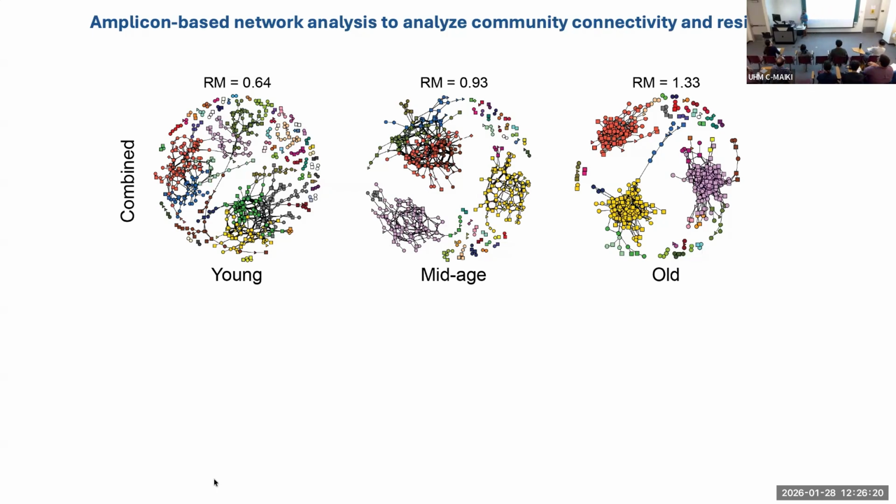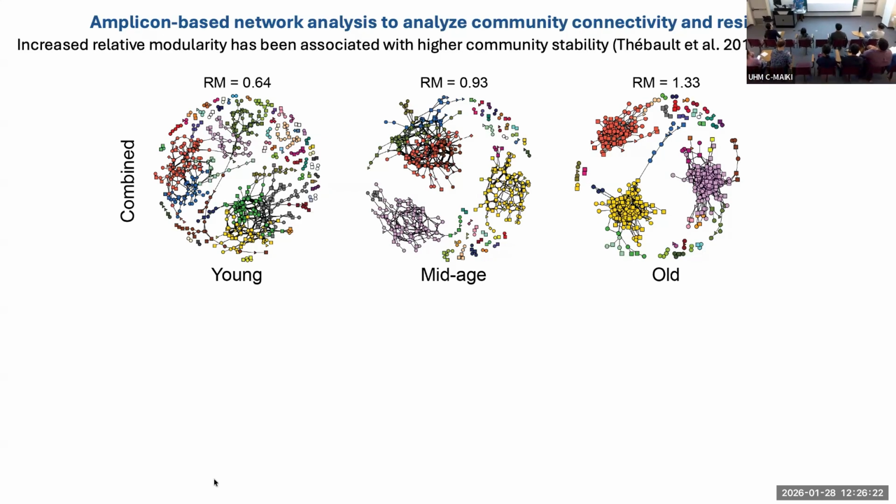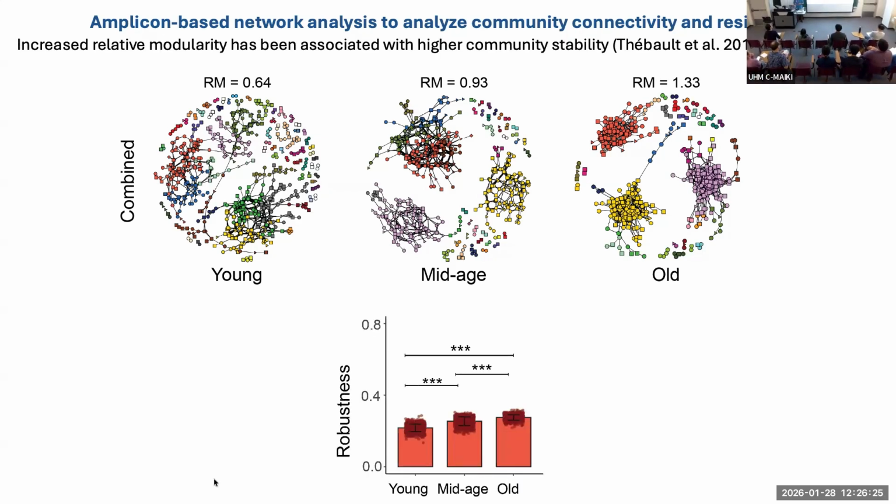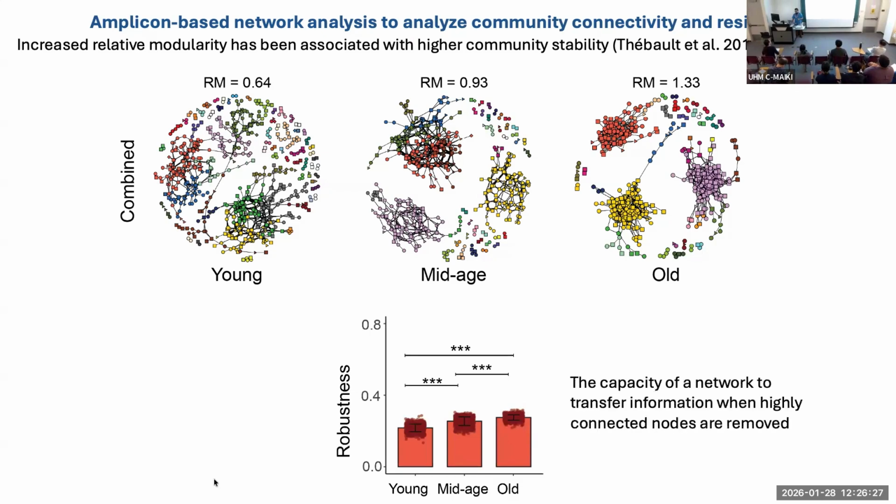So to further analyze these networks, we were recommended to actually calculate robustness on the networks. And I was also very inspired by that paper of Maggie published in 2021. If you haven't read it, it's one of my Bibles, so just read it, I'll say. So we calculated robustness, which is the capacity of a network to transfer information when highly connected nodes are removed. Again, these networks are a theoretical reconstruction of what we could think is the structure of a community.